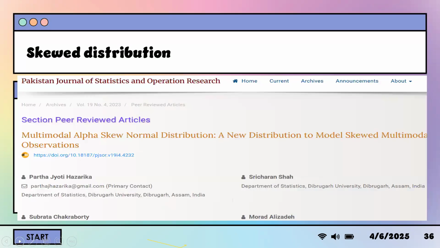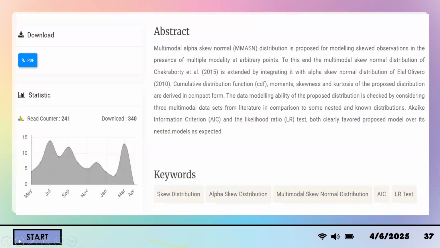So what are the recent updates in the skew distribution? We have this section, a peer-reviewed article, which says a multi-model alpha skew normal distribution, a new distribution to model skewed multi-model observations. The multi-model alpha skew normal MMASN distribution is proposed for modeling the presence of multiple modality at arbitrary points. With the alpha skew normal distribution of Elal-Olivero, cited in 2010, the cumulative distribution function CDF, moments, skewness, and kurtosis of the proposed distribution are derived in compact form.